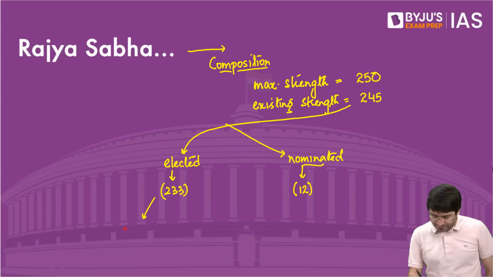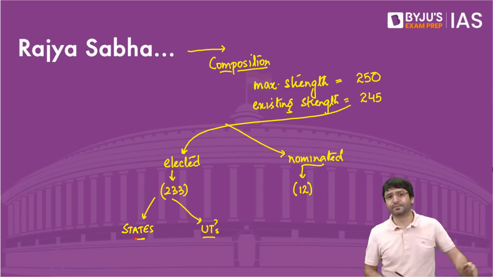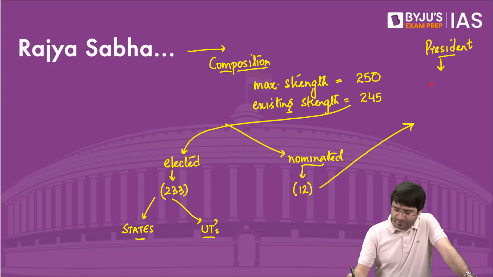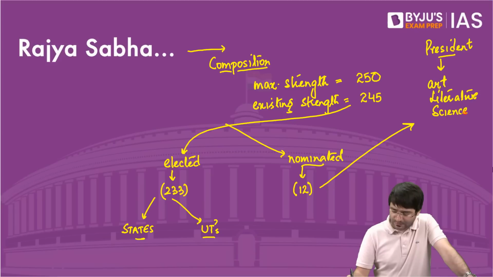Some members will be elected by states. Some members will be elected by union territories. How? We will discuss. But who are these 12 nominated MPs of Rajya Sabha? These are nominated by the president from the fields of art, literature, science, social service.